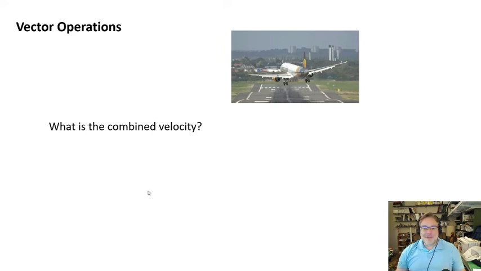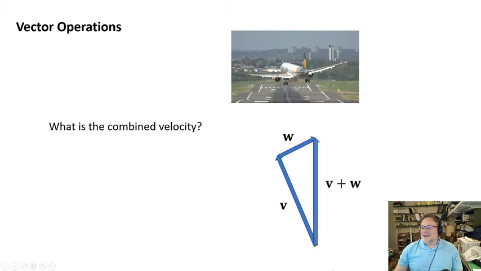We can describe this in terms of vectors. In reality, the plane is having to fly with its engines gunning in this direction here because when it meets this wind, which is pointing in this direction, the combined effect of both its engines and the wind makes it go in this straight direction here, v plus w.